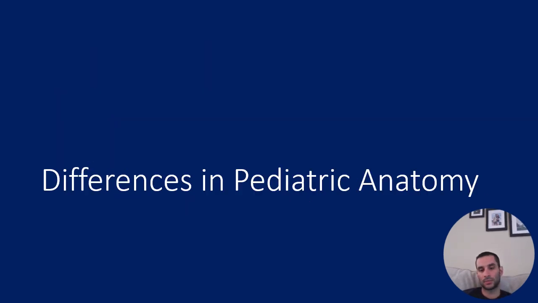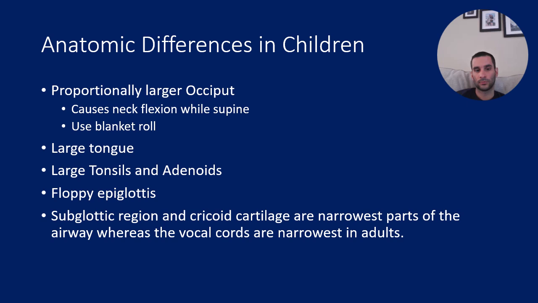All right, let's talk about some anatomic differences. One, kids have big heads. And because of this, when you lay them flat, you may need to make adjustments to keep their airway open, such as a blanket roll. They also have big tongues, big tonsils, and a floppy epiglottis, and that's the piece of tissue that covers the windpipe when you're eating and covers the food pipe when you're breathing. And for ALS providers who are going to be doing intubation, just remember the narrowest part of the airway in kids is actually the subglottic and cricoid cartilage area, as opposed to adults, where it's the vocal cords.